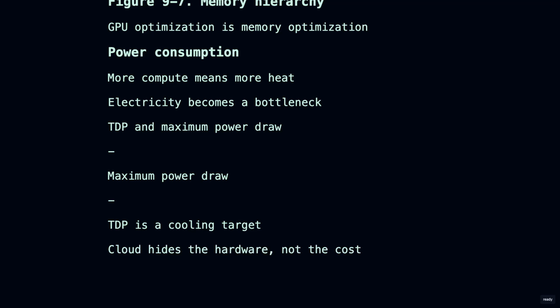If you use cloud providers, you may not manage the cooling yourself, but the electricity still matters. It affects cost, capacity, and the environmental footprint of AI systems.